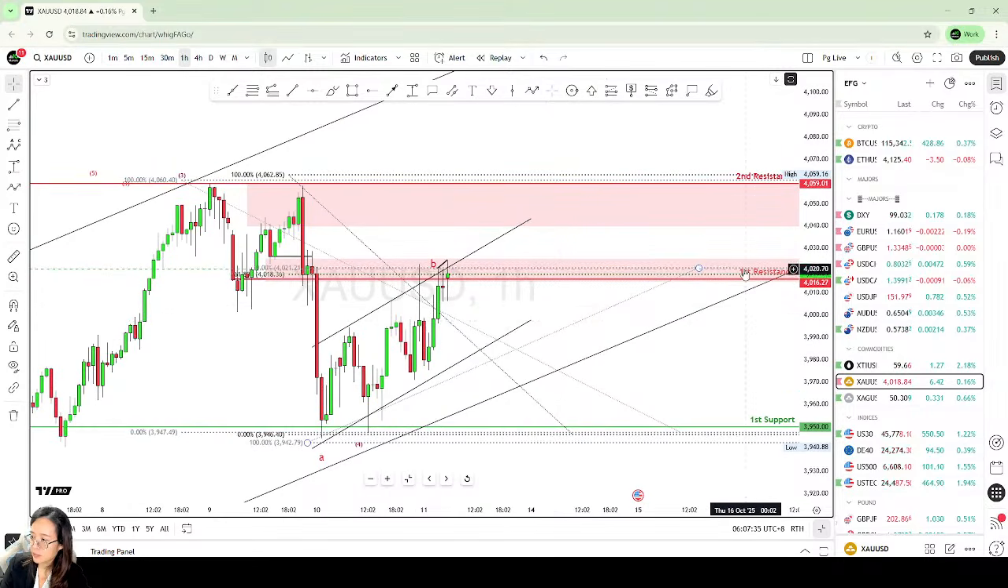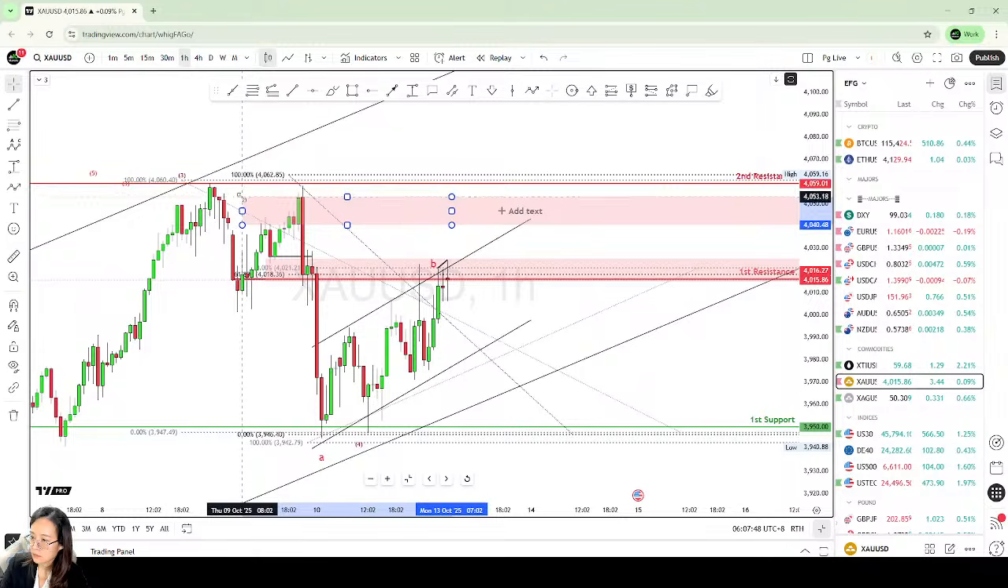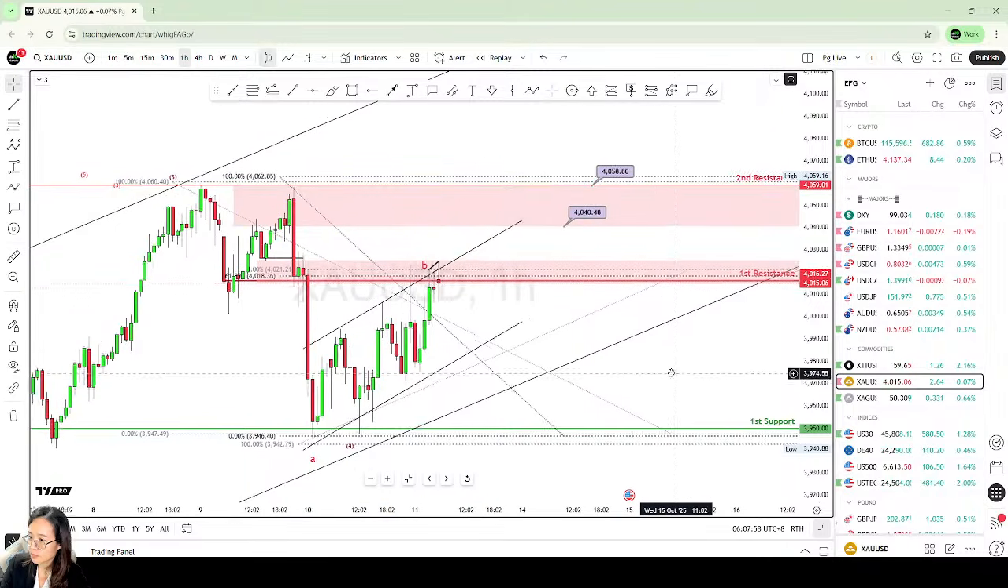If price breaks, like the body closes above the first resistance, you're going to wait to sell at this level for confirmation.